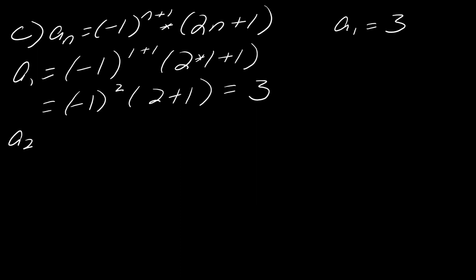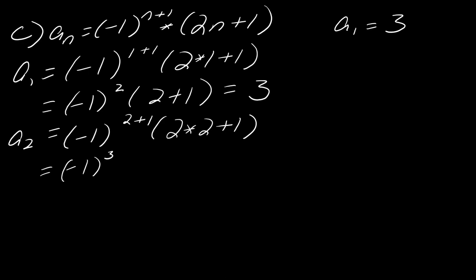Okay, so then we move to a sub 2. For a sub 2, this is going to be -1 to the 2 plus 1, and then 2 times 2 plus 1. So that's me just plugging everything in. So this turns into -1 cubed, and then 4 plus 1. And that will equal -5.